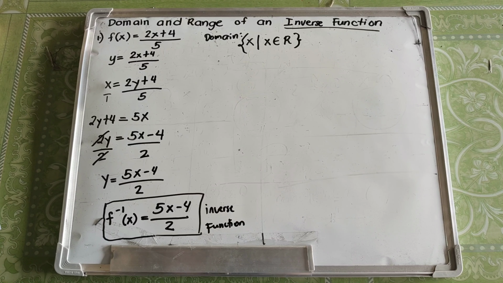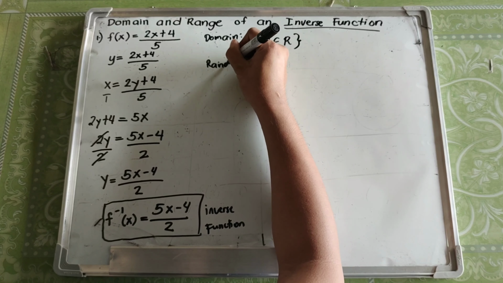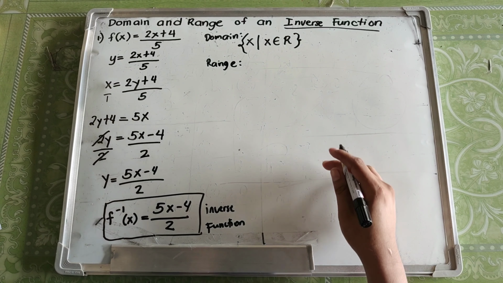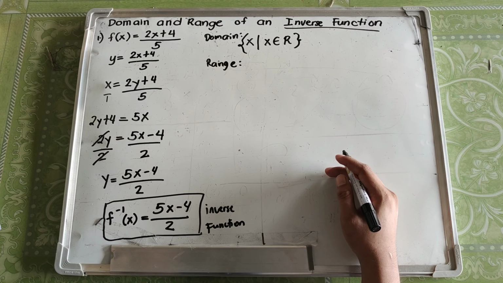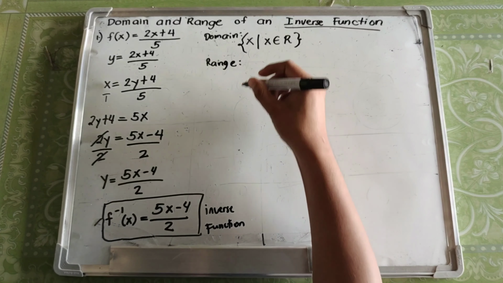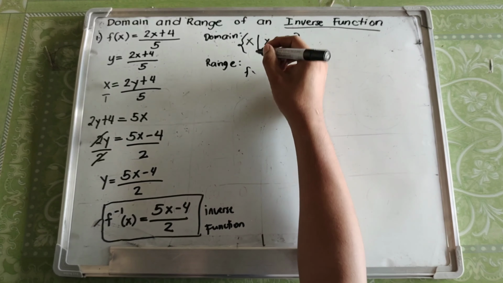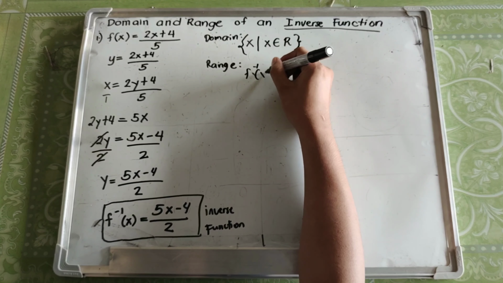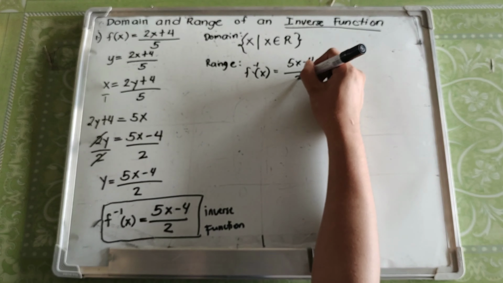Okay, let's proceed. So, same process in finding the range. In finding the range of an inverse function, we have to follow the previous example, or the previous video I discussed before this video. So, anong gagawin natin? Ito yung original equation. F of negative 1 x is equal to 5x minus 4 all over 2.